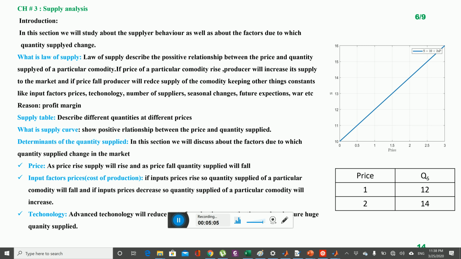So that is why we are saying that with the law of supply, when the price of any particular commodity increases, the quantity supplied of that commodity will increase, but keeping other things constant. When these things do not change, then the law of supply is true. But if these things also change, the law of supply will fail. We are assuming that these factors, like input factor prices, technology, number of companies, expectations, seasonal changes, war, will remain the same. This is an assumption. In real life, we cannot keep these things fixed.